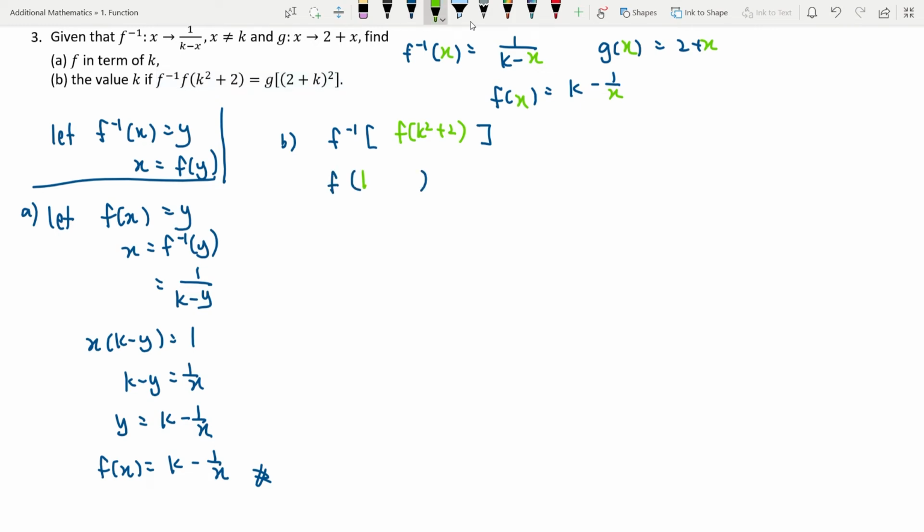f of k squared plus 2 is equal to k minus 1 over k squared plus 2. Make it into a single fraction. We multiply the k with k squared plus 2. Then we will have the same denominator.